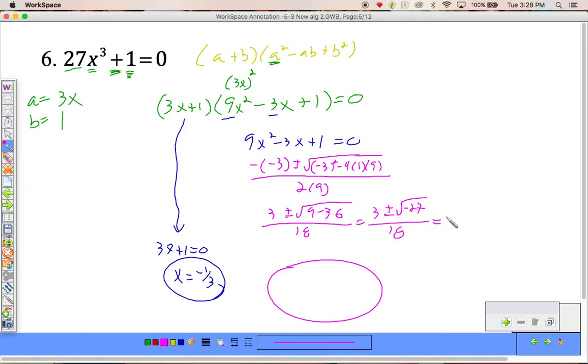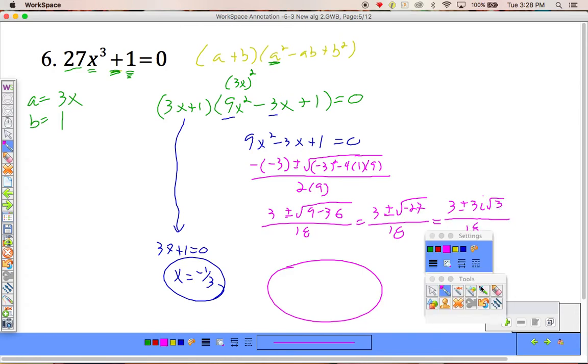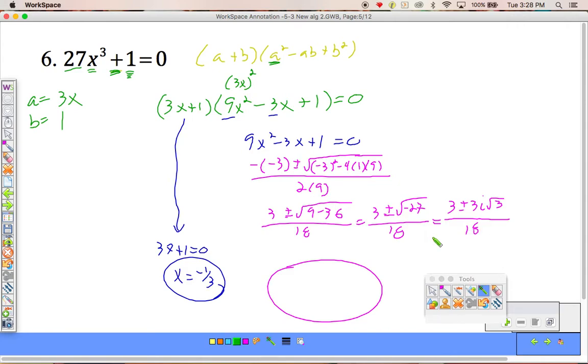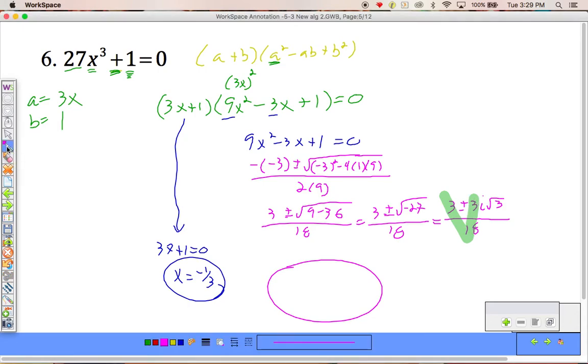I need to break down the square root of negative 27, doing the factor tree and taking out the i. And then lastly, I'm going to simplify. Taking a 3 out of all of those, I get 1 plus or minus i square root of 3 over 6.